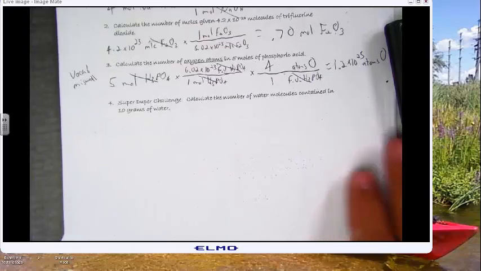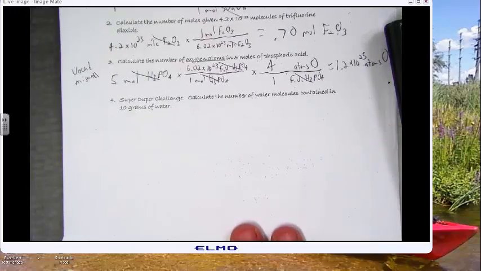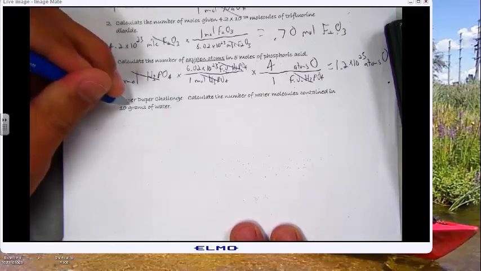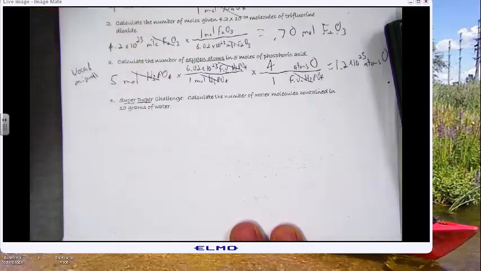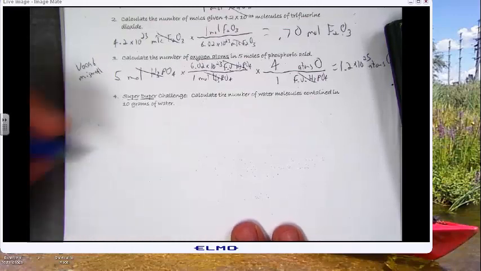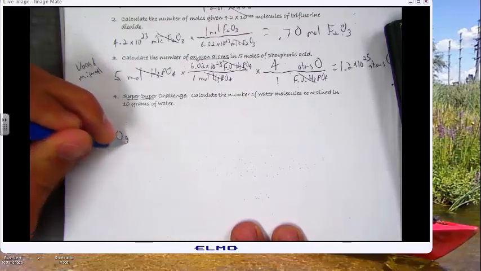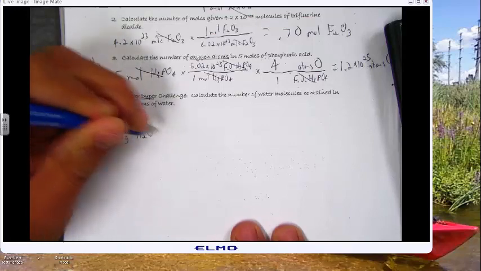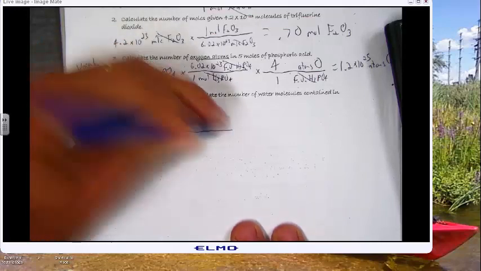Finally, the super duper challenge. Don't watch me do it until you try it on your own. Don't be afraid of the words super and duper. It really isn't that difficult if you know how to read a map. Calculate the number of water molecules contained in 10 grams of water. 10 grams of H2O. Get ready to multiply by a fraction.